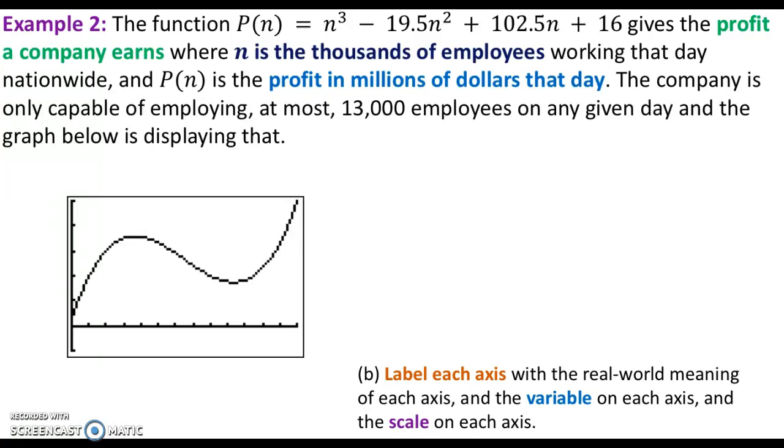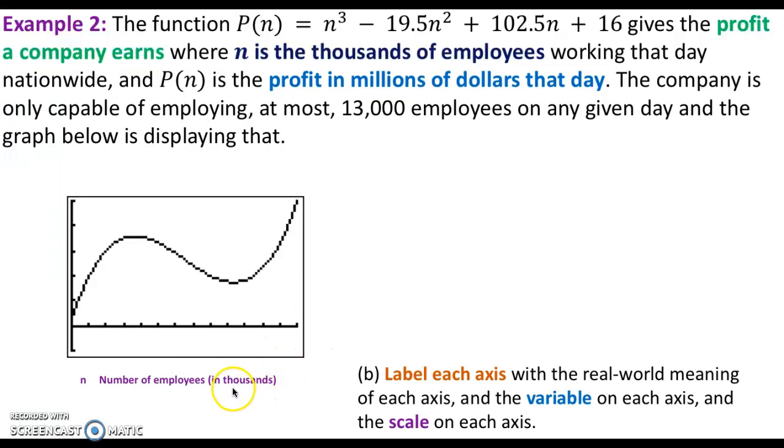We're going to label each axis first with the real world meaning of each axis, the variable on each axis, and the scale on each axis, or in other words, its units. Let's look again. P of n is implying that n, inside the parentheses, is my input variable. P is outside the parentheses, implying my output variable. So my input variable is n, representing thousands of employees working on that day. So n is my number of employees in thousands.